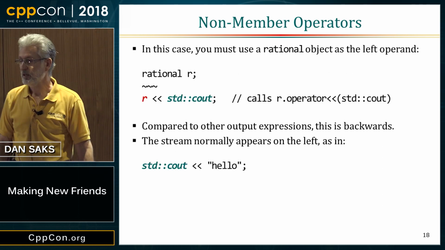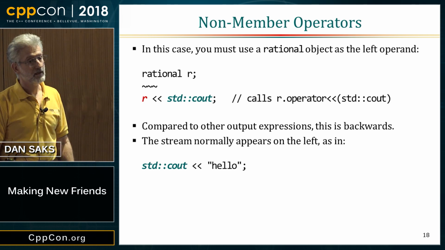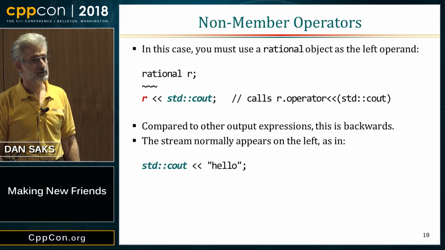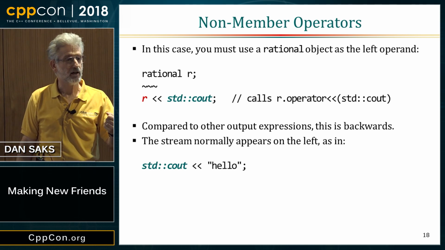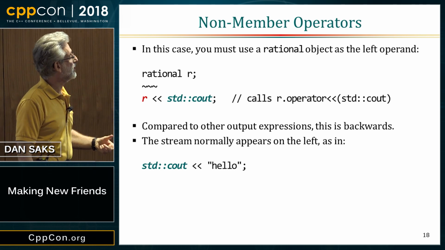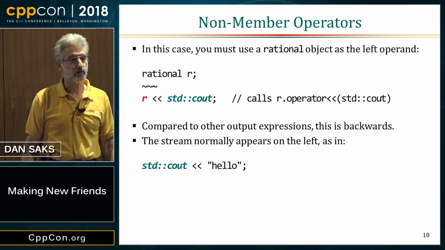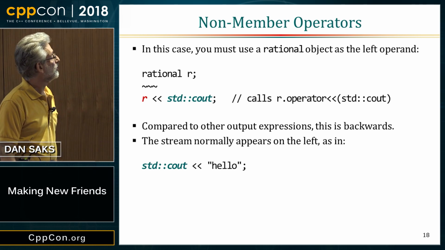The problem is if it's a member of the class, the rational number is going to be on the left and the stream will be on the right. Because once again, the expected placement of the class object in a member function is on the left. And this doesn't mesh well with all of the other stream operations where the stream is on the left. So how do you fix that?